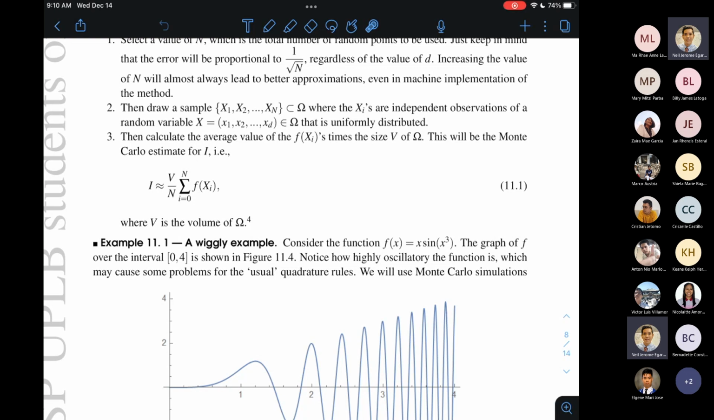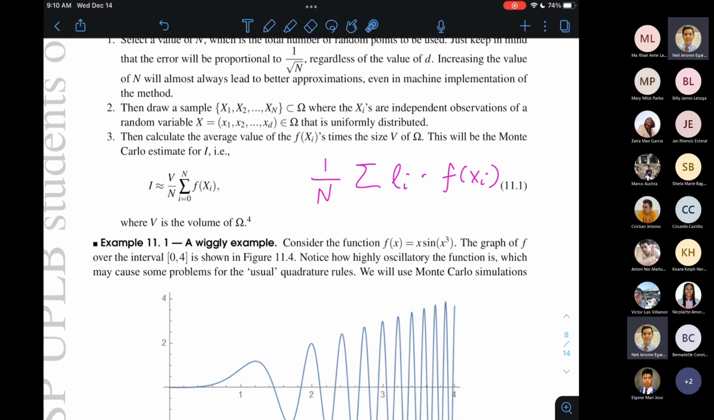Pero kukunin mo yung volume using the area of omega or the size of omega times the function value. Kasi kanina, ang ginagawa natin ay 1 over n summation ng area ng mga rectangles. Pero ano yung areas ng rectangles? It's length. So this is the length of your interval times function value, at that particular random point.